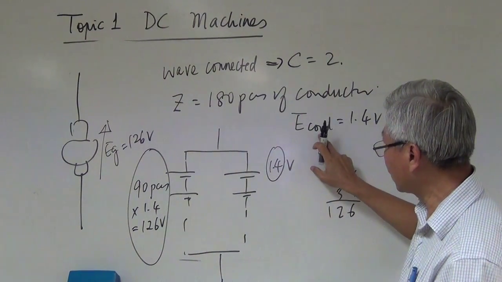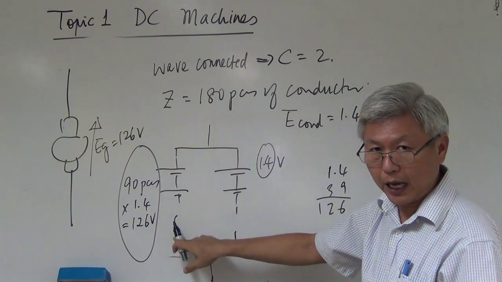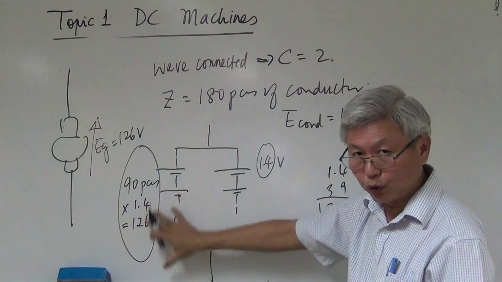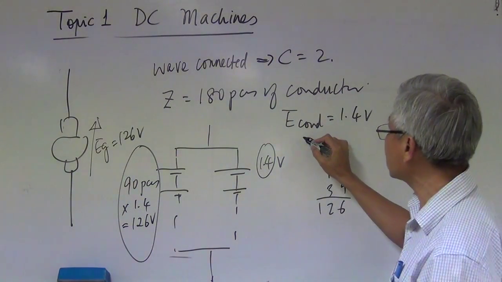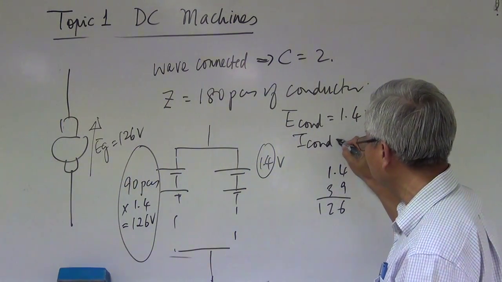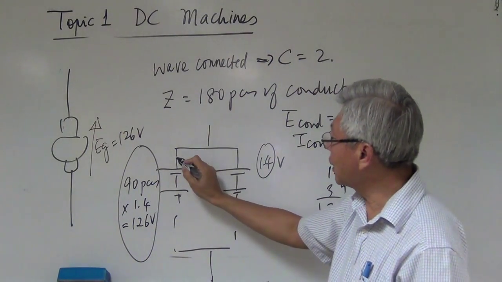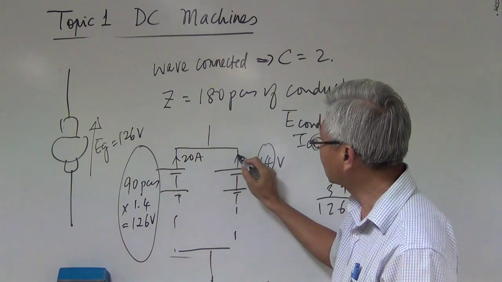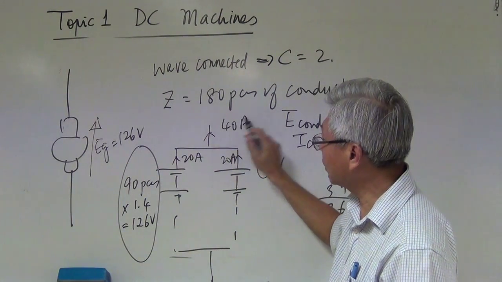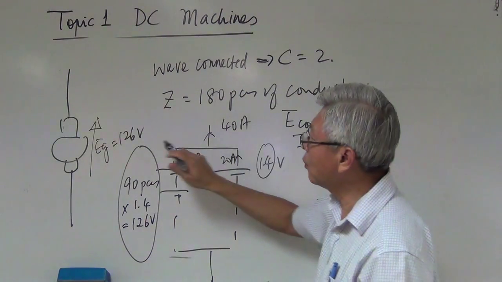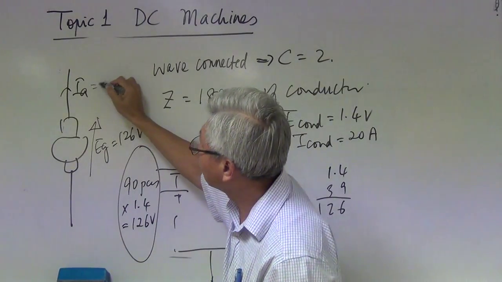The question will tell you the voltage produced by each conductor. Then you reason out how many conductors per path. You multiply that, and that gives you the total voltage per path, and that is the Eg. Then it tells you that the current through each conductor is equal to 20 ampere. So what is the total current? That of course is 40 ampere, am I right? 20 plus 20 is 40. So the armature current is equal to 40 ampere.